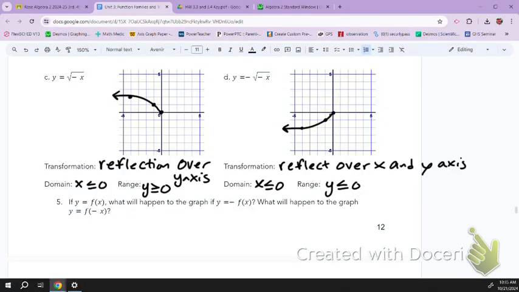What questions do we have about reflections? On Friday we took parabolas, we went left, right, up, down. Today we added in reflections. Questions? Anybody still need time graphing? Yes, sir.